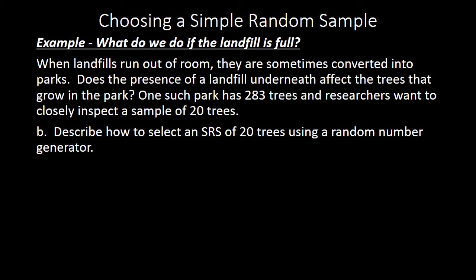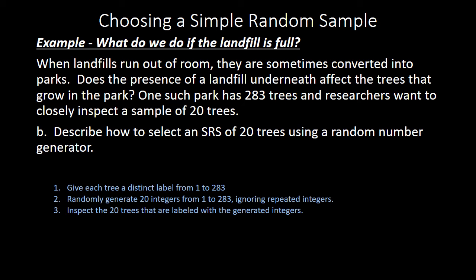Now we want to describe how to select an SRS of 20 trees using a random number generator. Here's where we're going to very specifically write out exactly what we do for each step. For step 1, which is labeling, we're going to give each tree a distinct label from 1 to 283. Step 2, which is randomizing, we're going to randomly generate 20 integers from 1 to 283 and ignore any repeated integers. Step 3, which is selecting, we're going to inspect the 20 trees that are labeled with the generated integers.